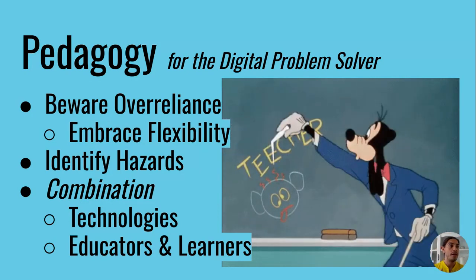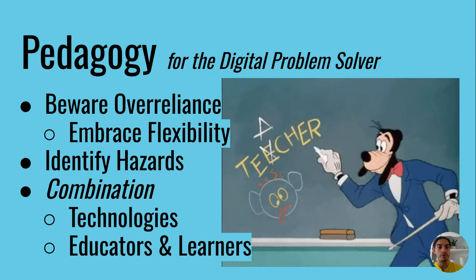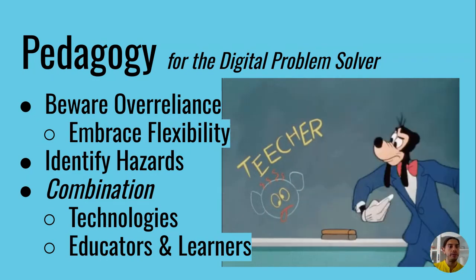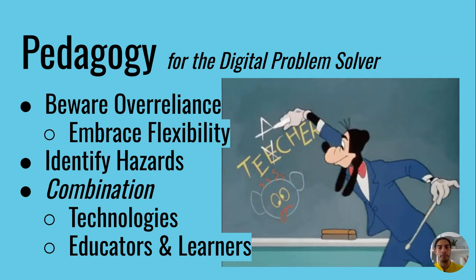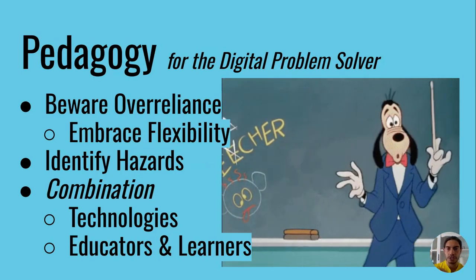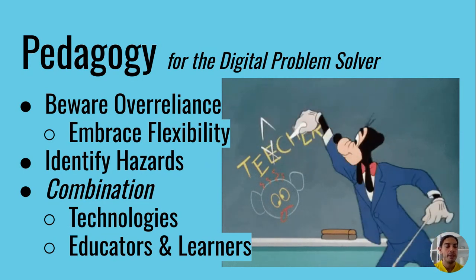Identifying hazards. So some technologies have some really good stuff and some really bad pitfalls, right? For me, my example in my paper is going to be social media, right? Yeah, okay, the students are communicating, but also we have this really big problem of privacy issues, okay? So the digital problem solver has got to be able to manage these things and decide, is this technology worth implementing in the classroom or not?